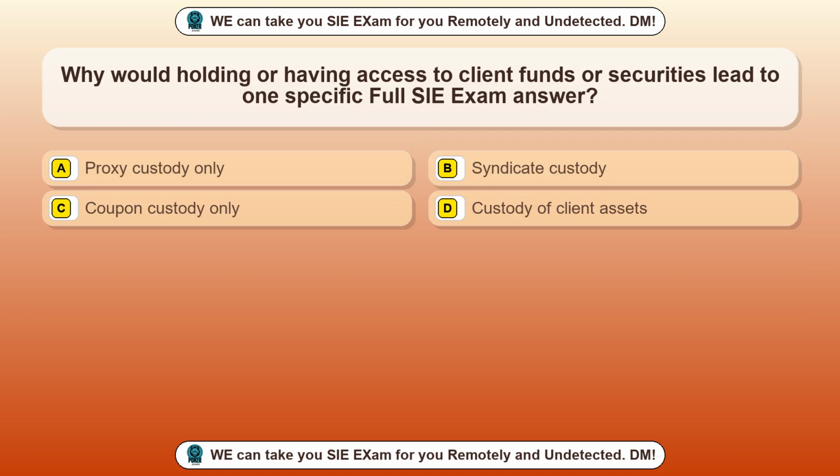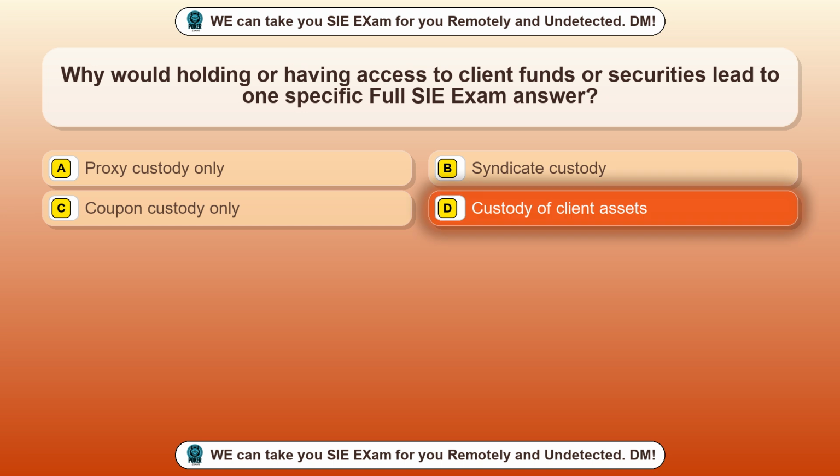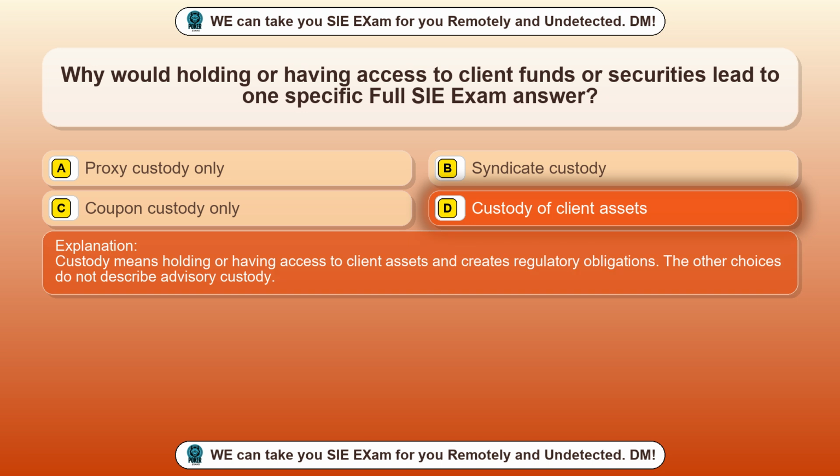Question 73. Why would holding or having access to client funds or securities lead to one specific full SIE exam answer? Option A, proxy custody only. Option B, syndicate custody. Option C, coupon custody only. Option D, custody of client assets. The correct answer is option D, custody of client assets. Custody means holding or having access to client assets and creates regulatory obligations. The other choices do not describe advisory custody.